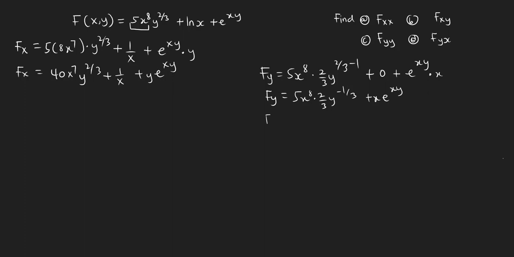Okay, so now let's simplify this. We are going to have 5 times 2 on 3. That gives us 10 on 3. So we're going to have 10 on 3 multiplying x to the power 8, and then y to the power minus 1 on 3. Let's have this here, then plus x e to the power xy.